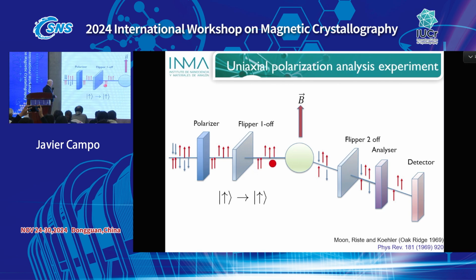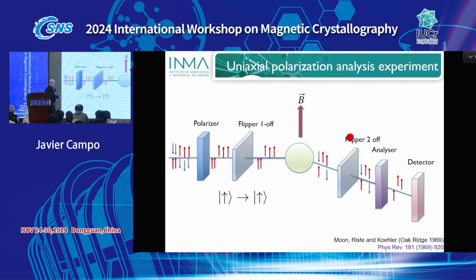Then five red neutrons arrive at the sample. We can put or not one magnetic field here if you want. And there are scattering processes in the sample. Some of them are flipped. If they are flipped, it's because there is something magnetic in our sample. And then a second flipper that is off, that means it does nothing, the same neutrons pass, and one analyzer that only allows the pass of the red neutrons, and one detector.